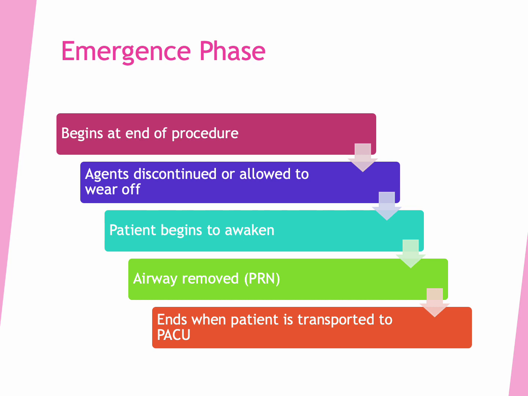So as the name suggests, this is the time when anesthetic agents are going to be discontinued and allowed to wear off. Reversal agents may also be administered to shorten the duration of the anesthetic agents, and we'll talk more about those in a bit, but the patient is going to start to gradually wake up. Once the patient is able to maintain their own airway, then the items that we use, whether it's the mask, the LMA, or the ET tube, are going to be discontinued and removed.